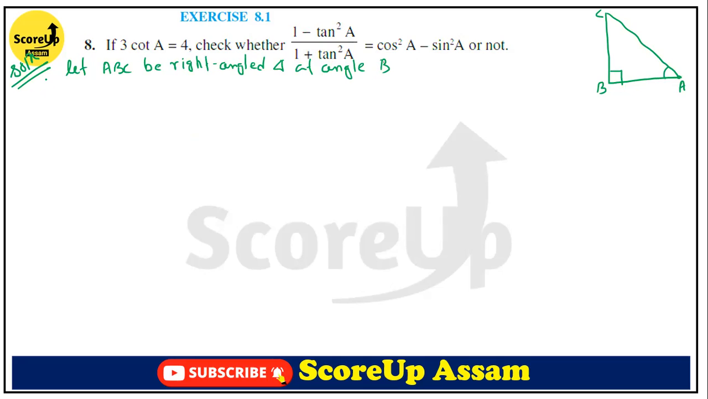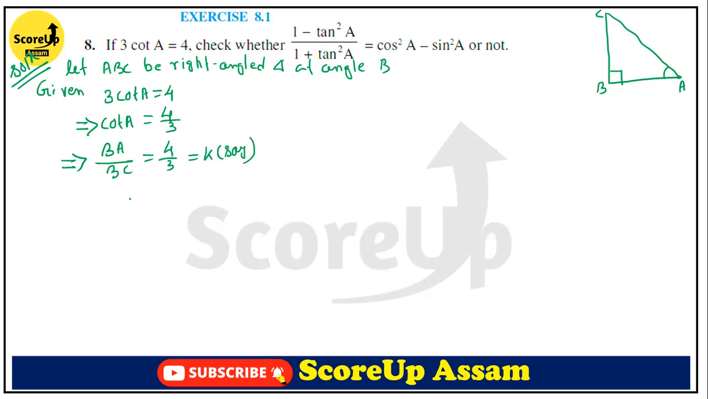So here given that thrice cot A is equal to 4. This implies cot A is equal to 4 by 3. Now, if you look at the triangle, so what is the cot A? Cot A means base by perpendicular. That means BA by BC. BA by BC is equal to 4 by 3, and suppose it is equal to k. That means we can say that BA is equal to 4k, and BC is equal to thrice k.